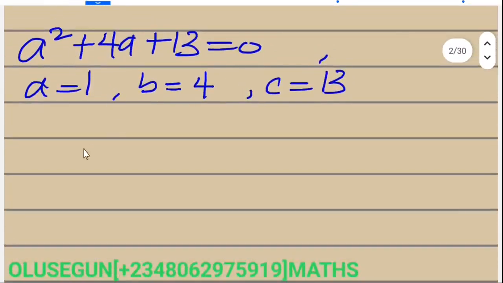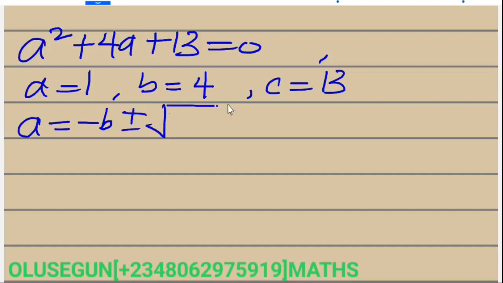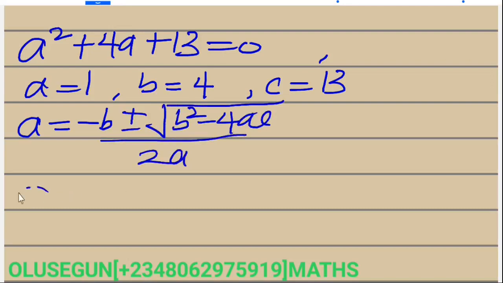So we apply the formula to have a is equal to minus b plus or minus the square root of b squared minus 4ac, over 2a. So if we want to find the value of a, the moment this one is minus, it means it's complex. We have to ignore. So therefore, our b is 4. We have minus 4 plus or minus.